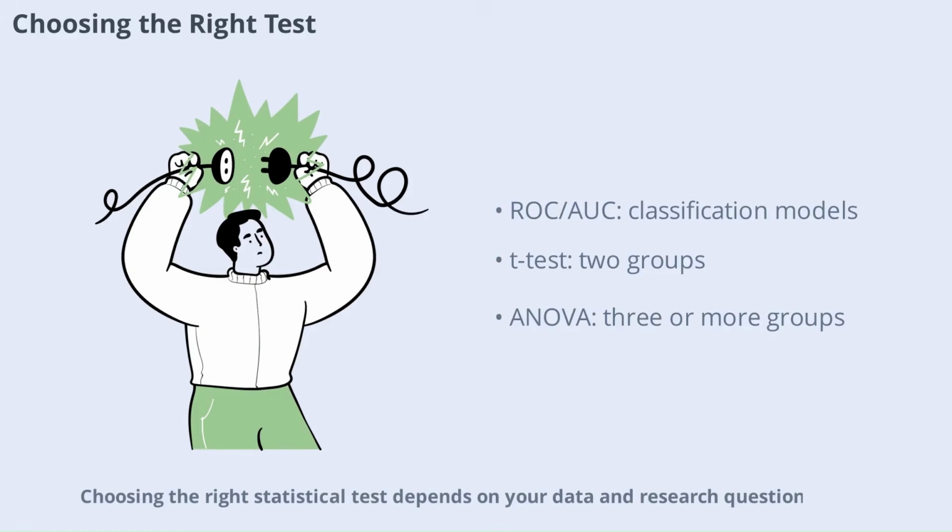Choosing the right statistical test depends on your data and research question. Use ROC and AUC for classification models, t-tests for comparing 2 groups, and ANOVA for 3 or more groups. Understanding these tools helps you draw accurate and meaningful conclusions from your data.